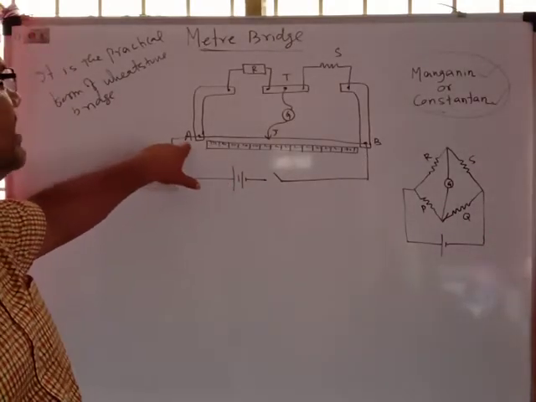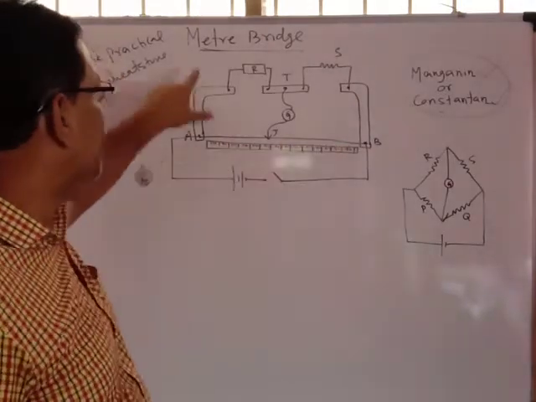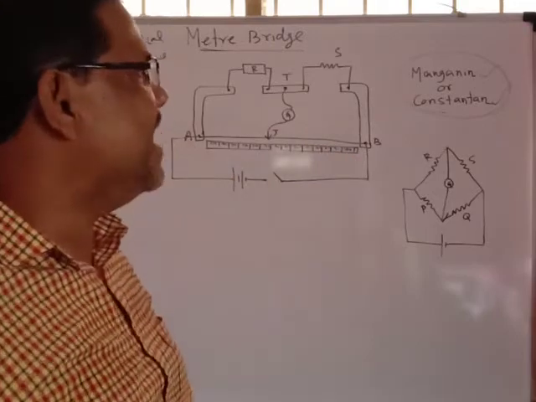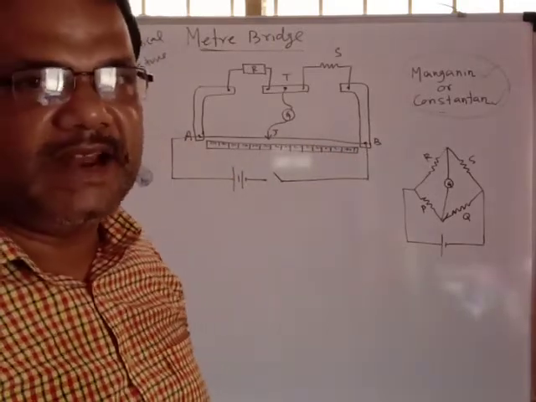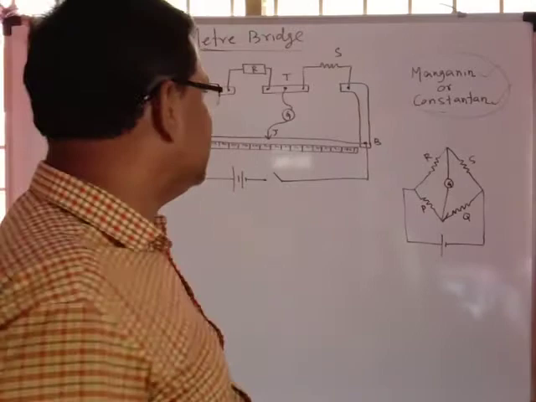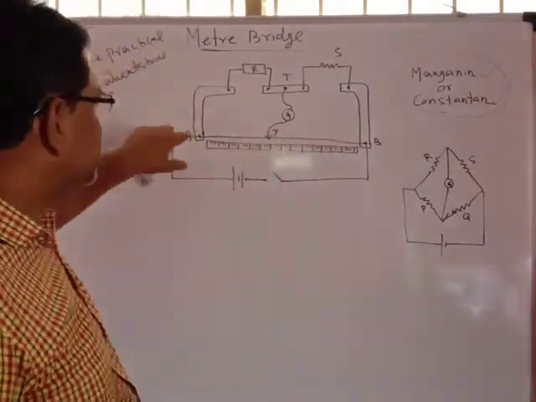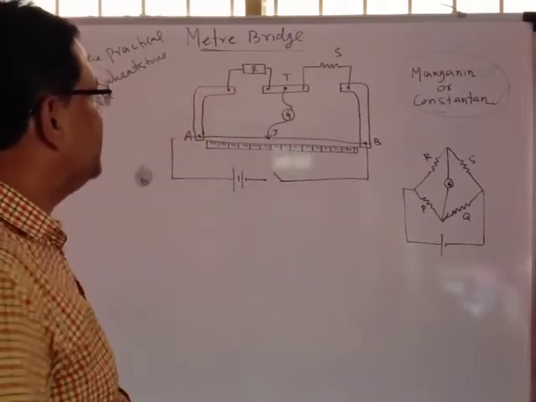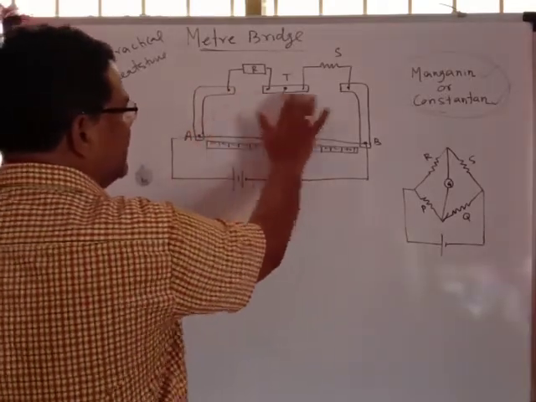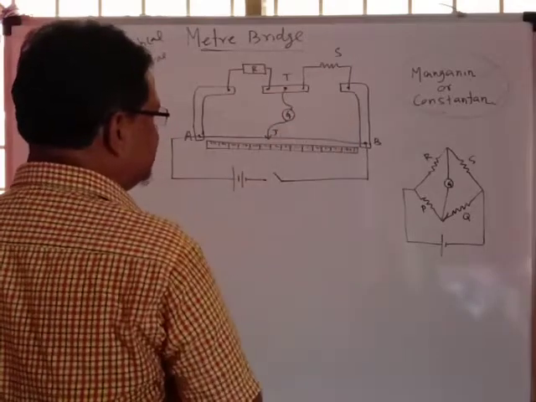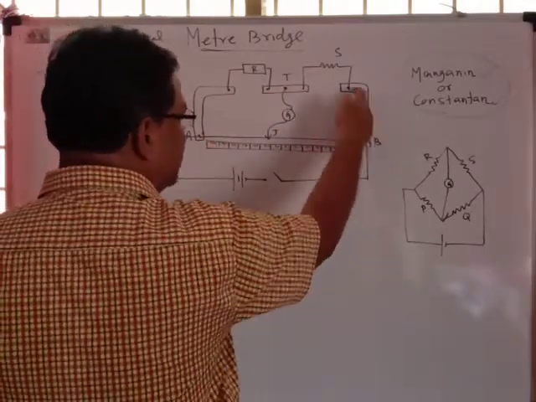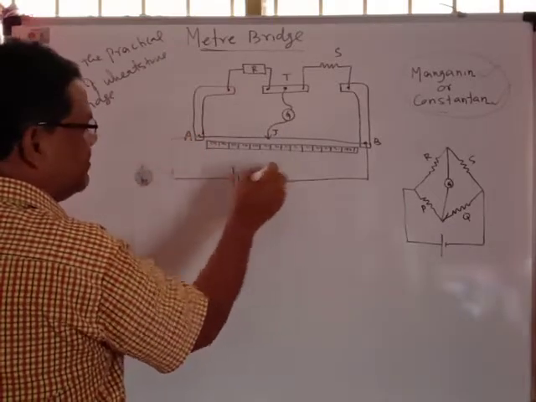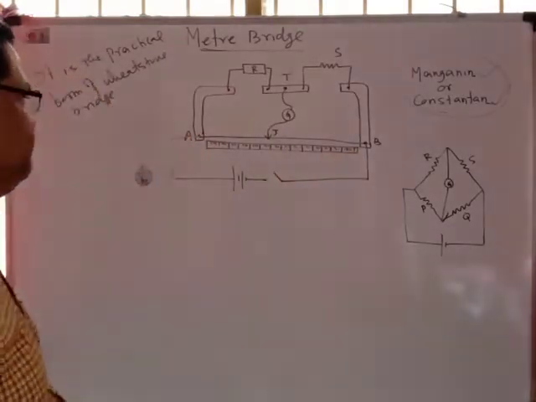Meter bridge means that a wire is connected here. A 1 meter wire is connected, and that 1 meter wire is made up of manganin or constantan material. This is the connector part, and these are the metallic connectors. One gap is on the left side, and another gap is on the right side. That is connected accordingly, and a driving cell is connected from point A to B.